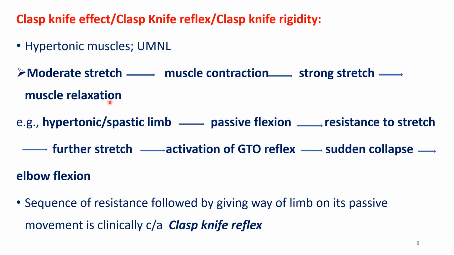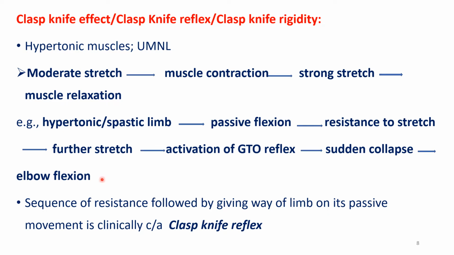So this sequence is maintained, that is stretch, contraction, stretch, relaxation. Now if you try to flex the elbow of such a patient who has a hypertonic or spastic limb, initially when we are trying to passively flex the elbow, we encounter resistance to stretch. When we try to further flex the muscle, try to further stretch the muscle, immediately there is activation of the inverse stretch reflex, and this leads to sudden collapse of the elbow. That is, the elbow flexes.